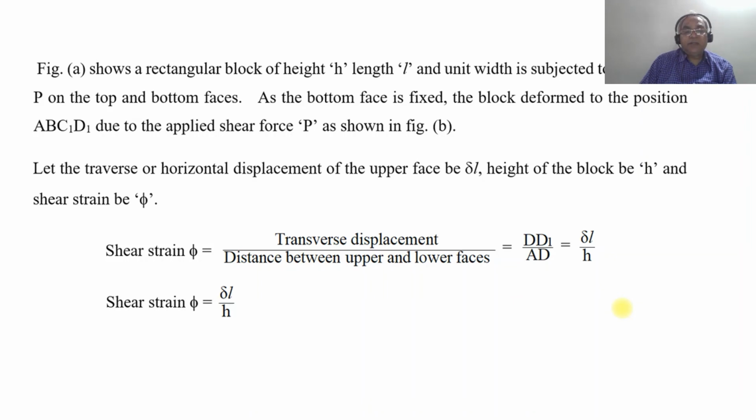Since shear strain is the angle, the side opposite to that angle is delta L, and h is the adjacent side. Therefore, you can say that tan phi is equal to delta L by h. Since phi is small, tan phi is equal to phi. Therefore, shear strain phi will be equal to delta L by h. So this is how we explain shear stress and shear strain. Thank you.